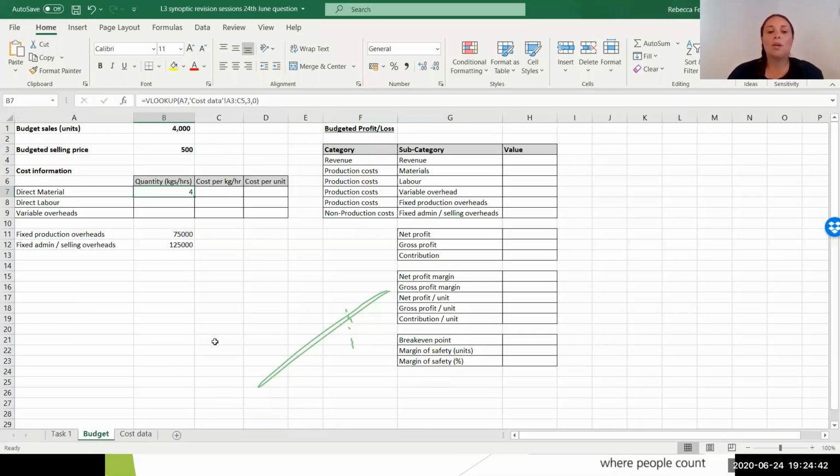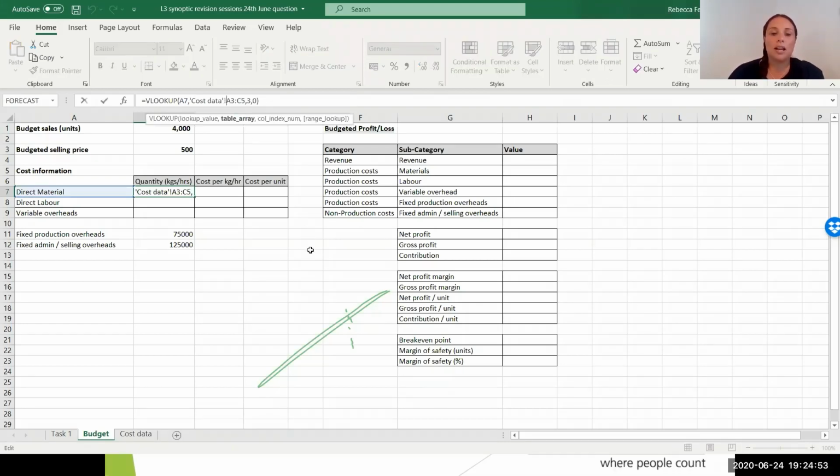So what I do is I use something called absolute. To absolute, you put a $ sign in front of the letter and a $ sign in front of the number. So I want a $ sign in front of my A3, so in front of my A and in front of my 3, and in front of my C and in front of my 5.